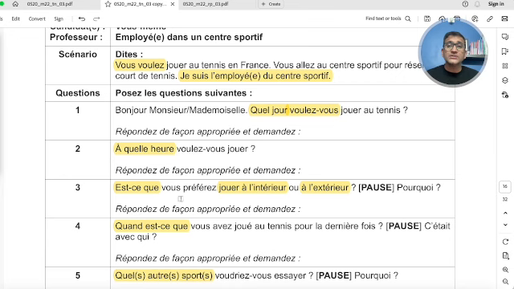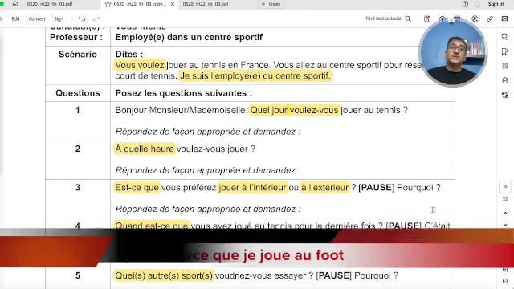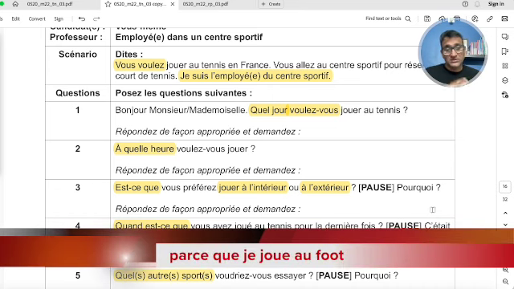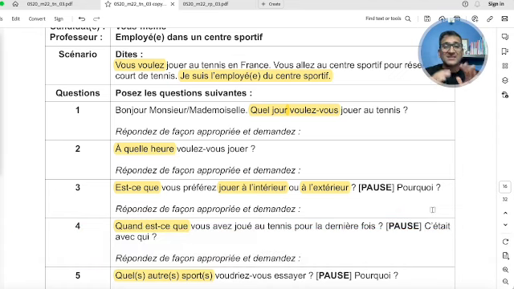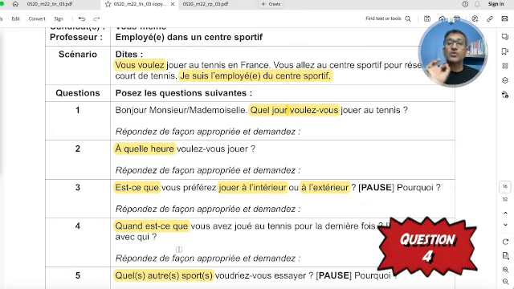Let's say you choose à l'extérieur, je préfère à l'extérieur for example. Then I will say parce que je joue au foot, right? Or je voudrais jouer au foot. I would like to play football. Or je préfère jouer au foot. Something like that, which just passes the information. So again, 2 marks are done. If you give this answer and you don't reply to the why, you will get 1 mark. As simple as that.